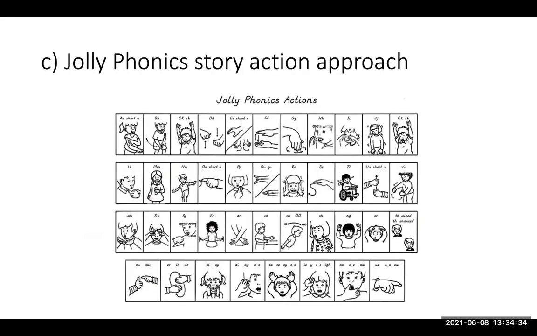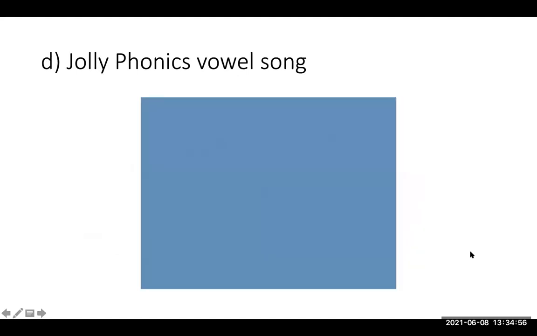Okay, you can also use story and action approach for long and short vowel sounds of polyphonics program. For example, you can use sign for breaking the eggs and eggs in the pan. You can use ants on my arm, and you can also use you as in glue. Okay, now let's have a look at this song.